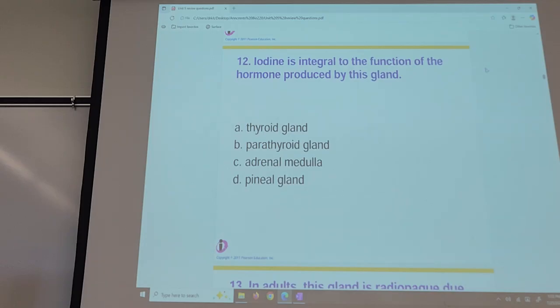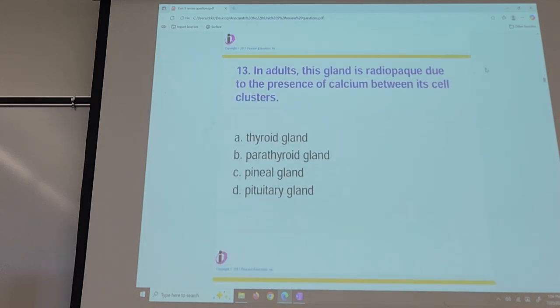Number 12, iodine is integral to the function of the hormone produced by this gland, A, the thyroid gland, right? Because the thyroid gland produces what hormone? Thyroid hormone, TH, yeah, gotta have iodine in there. What's the precursor to thyroid hormone? Thyroglobulin, and where is that stored in the thyroid gland? In the thyroid gland, thyroglobulin is stored in the colloid of those thyroid follicles, right, that you guys were looking at under the microscope.